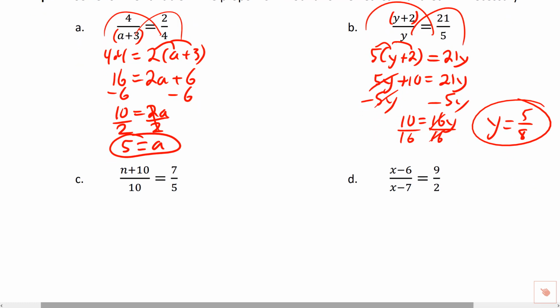Let's take a look at the next one. Again, we've got this binomial here, so I'm going to go ahead and multiply here and multiply here. So I'm going to write down 5 and n plus 10.